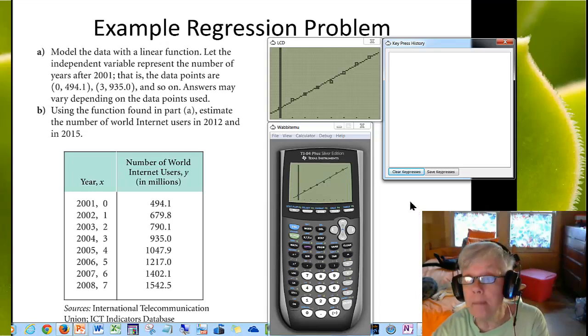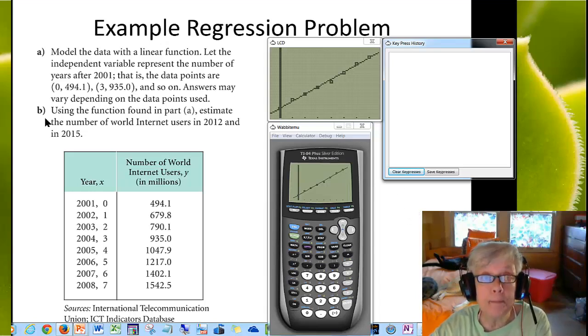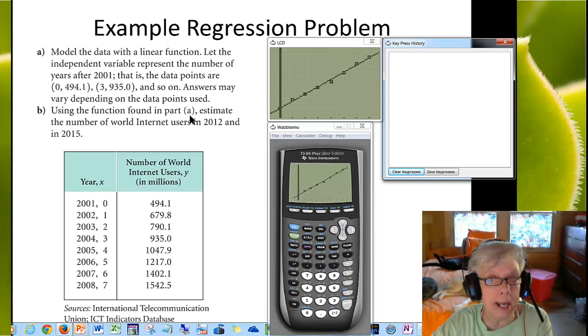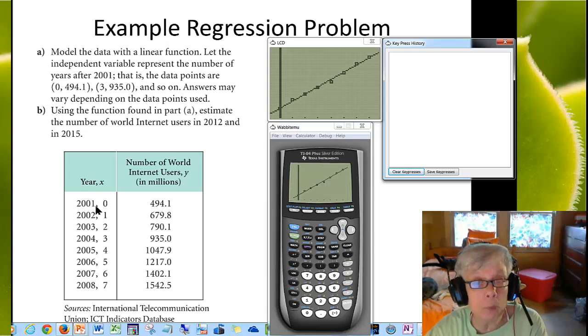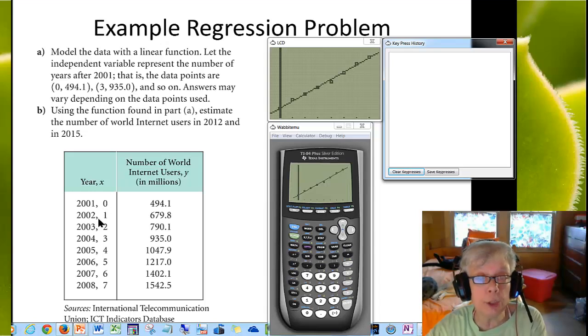All right, when you've come back, look at B. Using the function found in part A, estimate the number of world internet users in 2012 and in 2015. Well, we're just going to do 2012. Now, remember that 2001 is year 0, 2002 is year 1, 2003 is year 2. So what year will 2012 be?